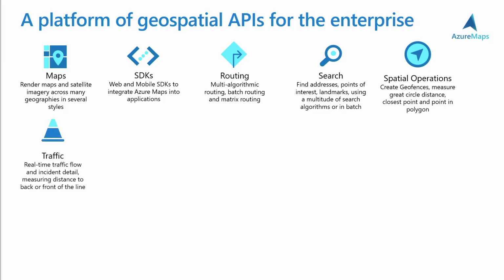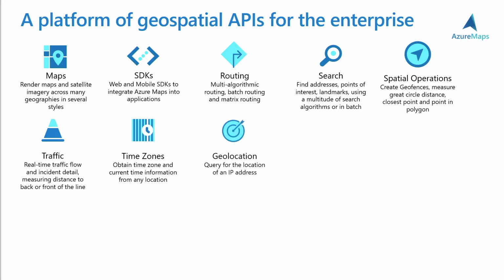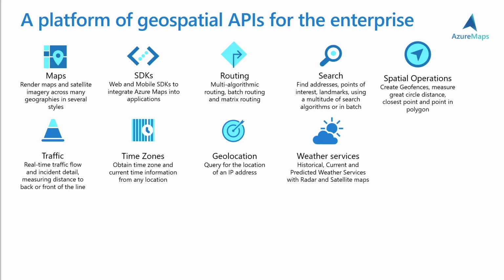Next, you can get real-time traffic flow that is updated every minute, and it provides you incident details. If you need to get the time zone by some specific location, you can do that through Azure Maps. If you need to get the IP location, you can use the geolocation service to get location from users through the IPs. Weather service is one of the services that we announced GA last month, and you can get not only historical data and the current data, but also the forecast for up to 45 days.